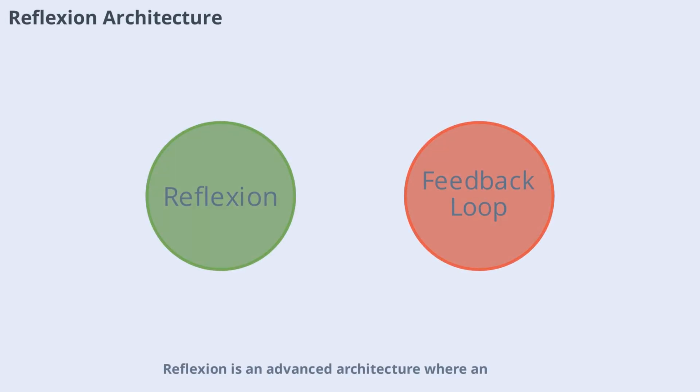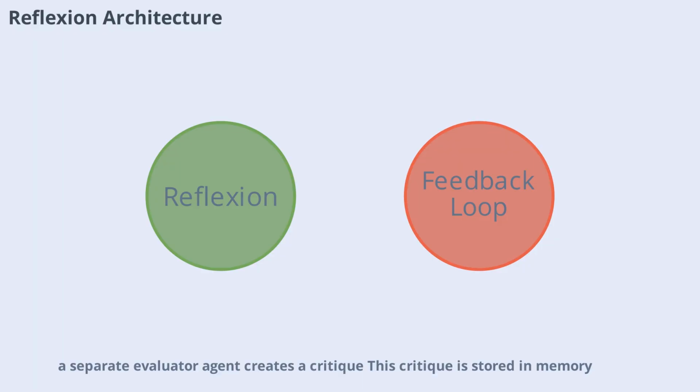Reflexion is an advanced architecture where an agent evaluates its actions through a feedback loop. If a task fails or produces poor results, a separate evaluator agent creates a critique. This critique is stored in memory, and the worker agent retries the task, using the feedback to avoid repeating mistakes. Reflection helps agents learn from errors and improve their performance over time.